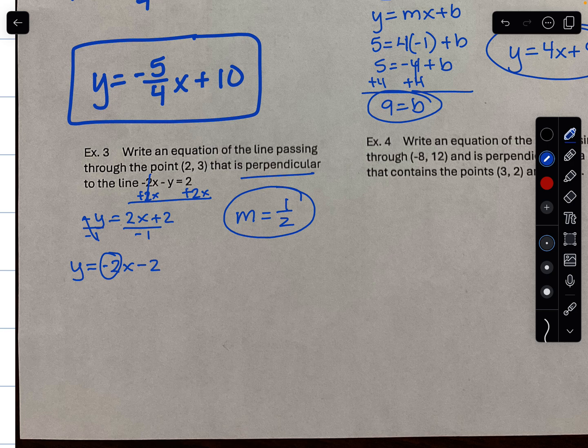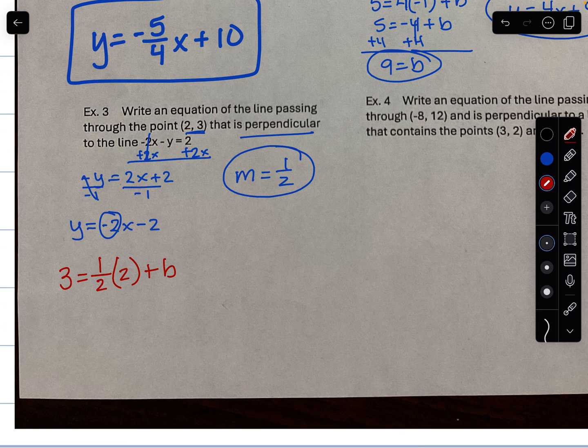How can I find my value for b? Plug what in? 2, 1/2, and 2 and 3. Good. So use the ordered pair that it gives you and the slope that we just found. So 3 is my y value, equal to slope, which is 1/2, times x, which is 2. Okay, what's half of 2? So I get 3 is equal to 1 plus b. So b is equal to 2.